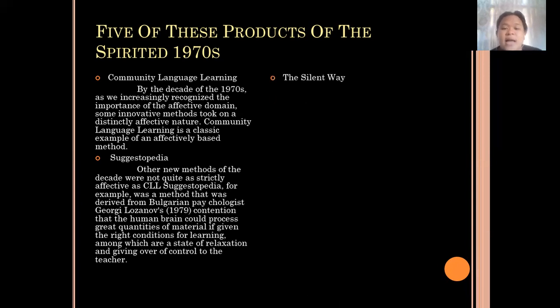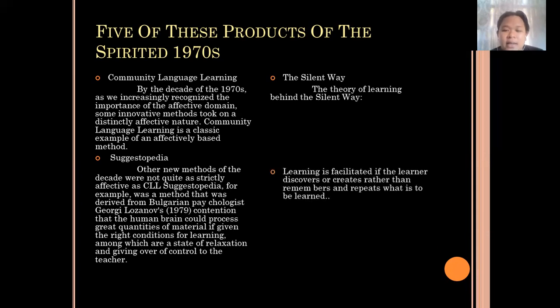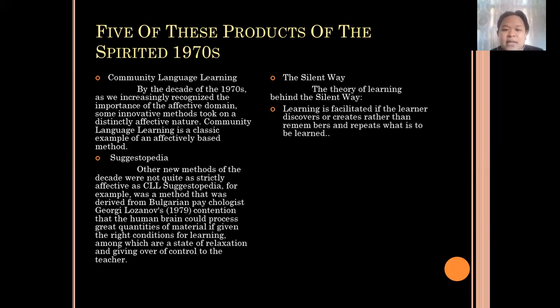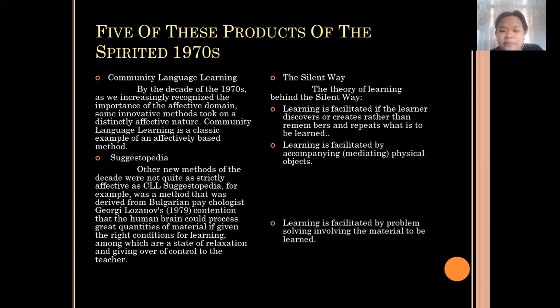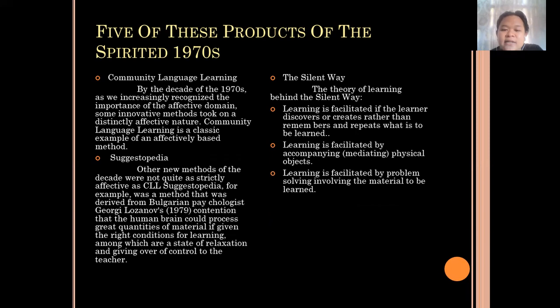The next is the silent way. The theory of learning behind the silent way: learning is facilitated if the learner discovers or creates rather than remembers and repeats what is to be learned. The next is that learning is facilitated by accompanying mediating physical objects. The next is that learning is facilitated by problem solving involving the material to be learned.